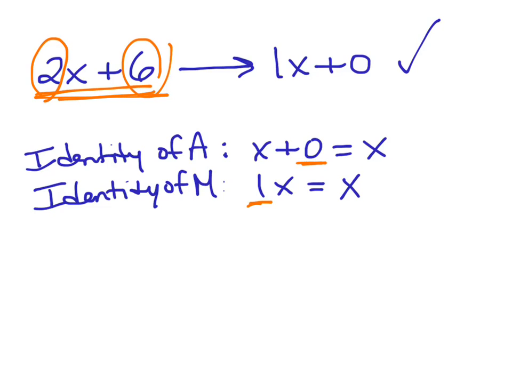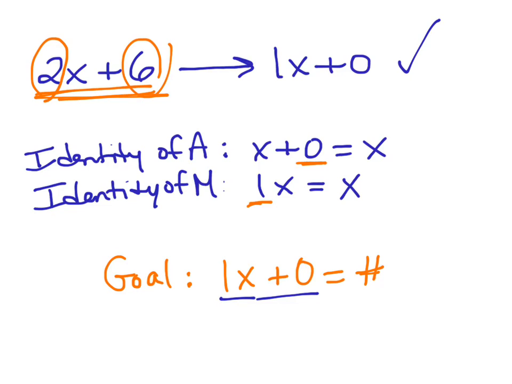So you might want to keep that in mind as kind of the goal as we go through some examples of equations. We're trying to get all of them to the point where we have a 1x plus a 0 equal to some number, because we know from these identity properties that 1x is just x, and then x plus 0 is just x. And then we would know what the value of x is.